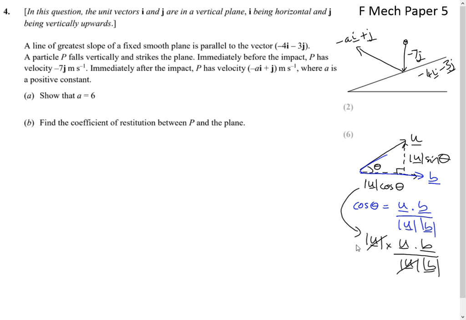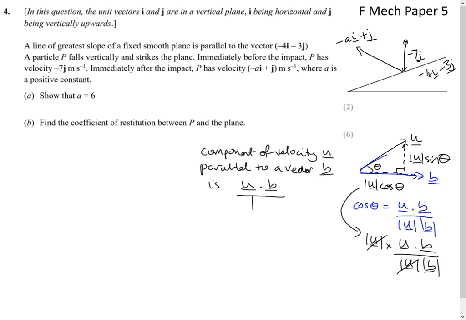So that leads us to the fact that if I want the component of a velocity called u parallel to another vector with direction b, then that component is u dot b over modulus of b. And any past mark schemes, they seem to expect you just to be able to use this, so you're not going to have to work it out every time. And that's how we do this question, which as you can see, the first part is only 2 marks.